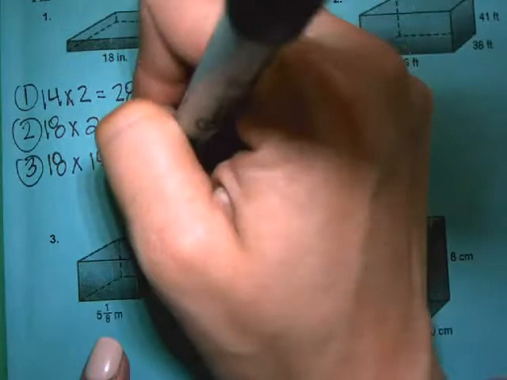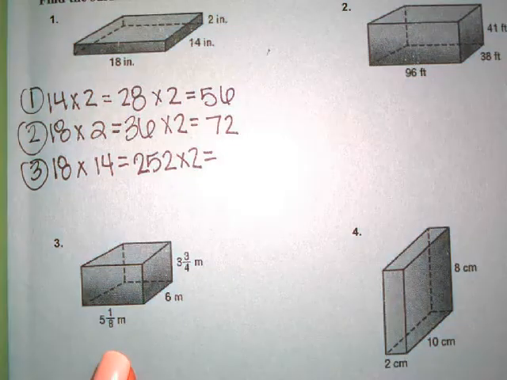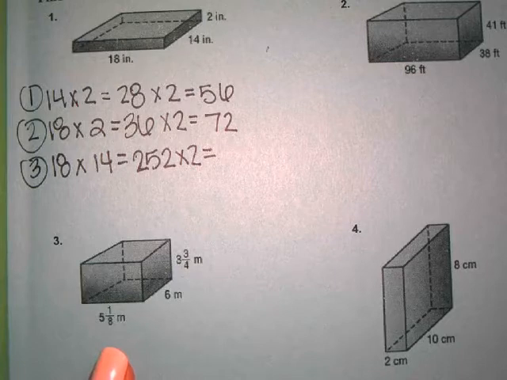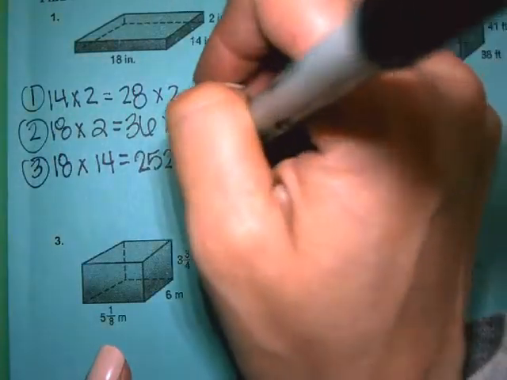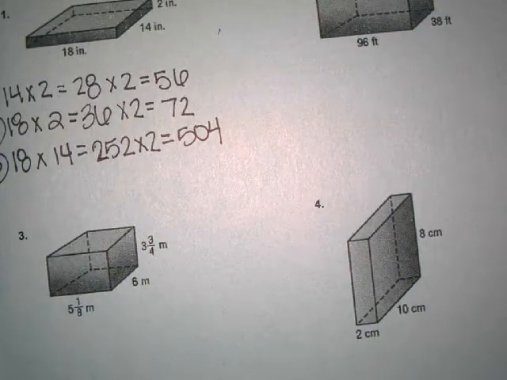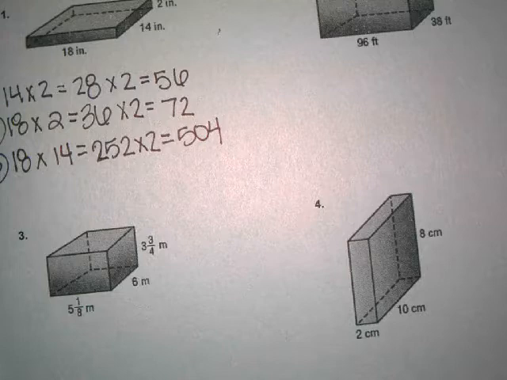So we're going to multiply that by 2. And then what's 252 times 2, everyone? 504. So we now have all 6 rectangles, the area of all 6 rectangles. Does that make sense, guys? What do we do now?